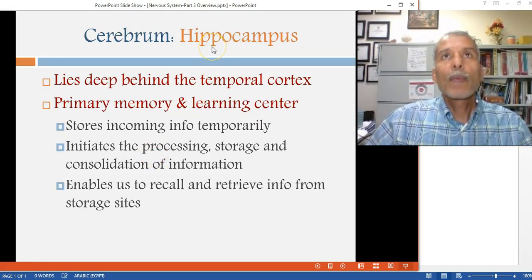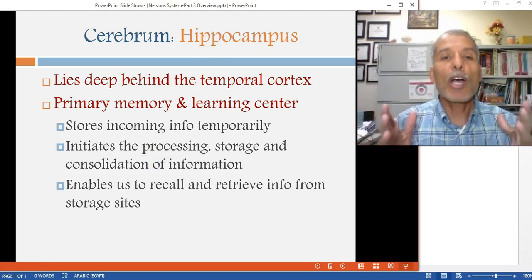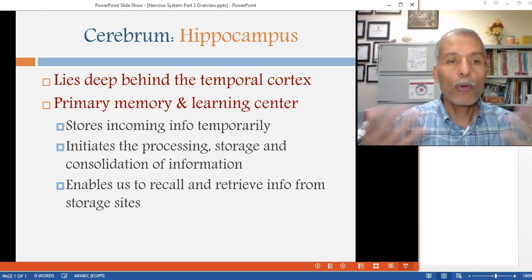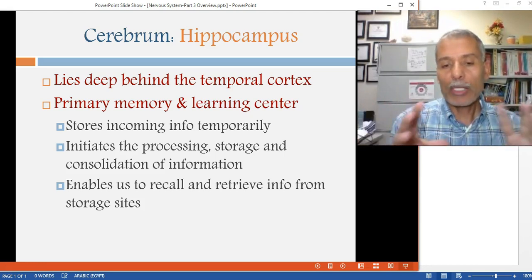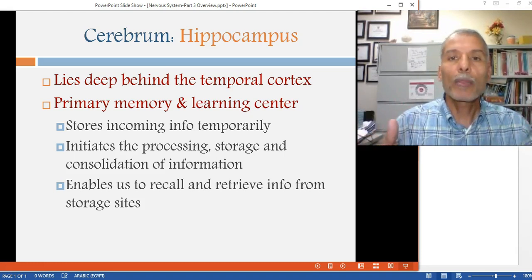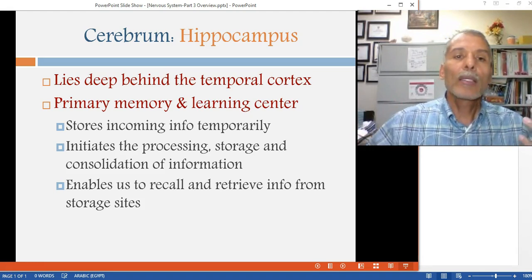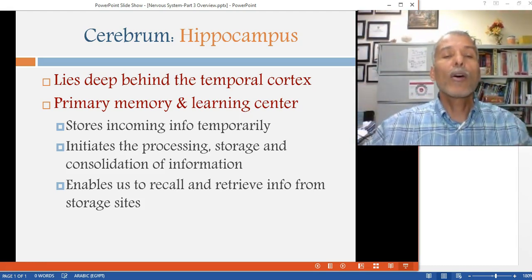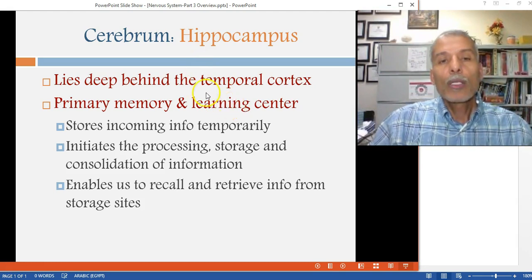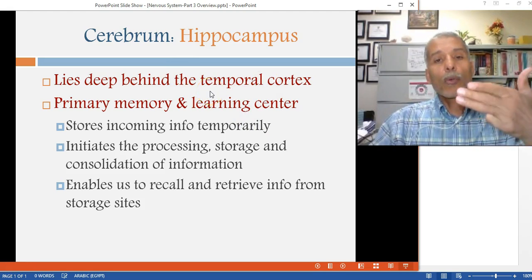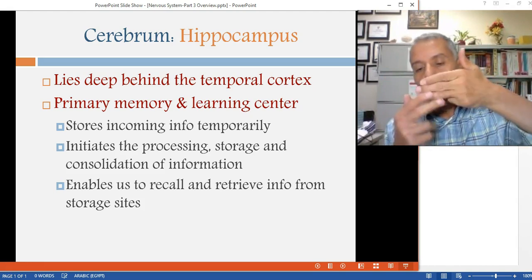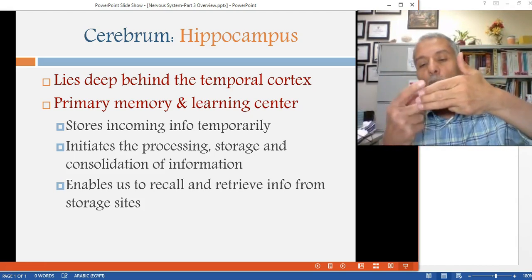The hippocampus is a memory processing center. The hippocampus does not store memories for good. Memory stays there for just some time, hours or so, and it gets processed and sorted out, and then it goes to the storage sites on the cerebral cortex. So the hippocampus lies behind the temporal cortex. So you have the temporal cortex or gyrus, the temporal lobe is here.